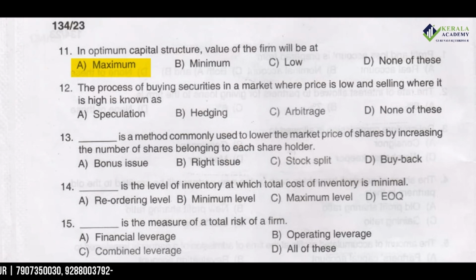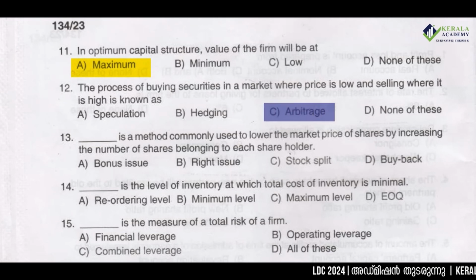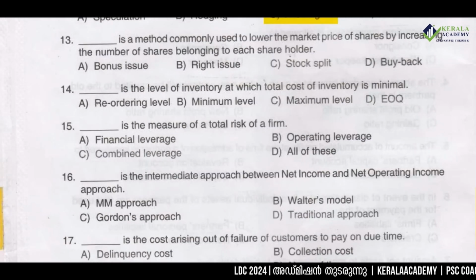The process of buying securities in a market where price is low and selling where it is high is known as speculation, hedging, arbitrage, none of this. Answer option C, arbitrage. Dash is a method commonly used to lower the market price of shares by increasing the number of shares belonging to each shareholder.